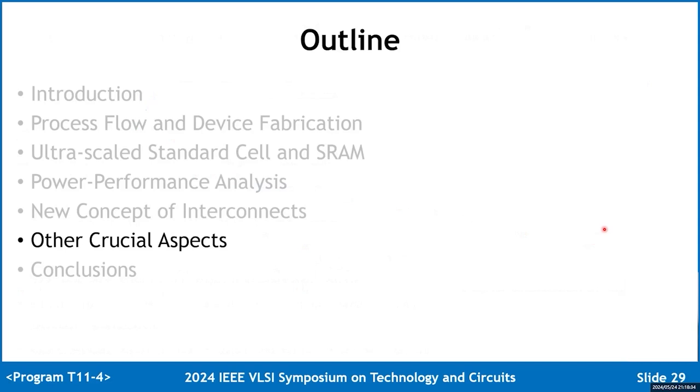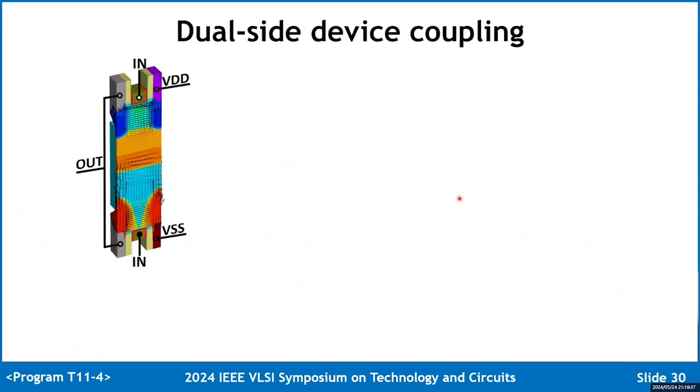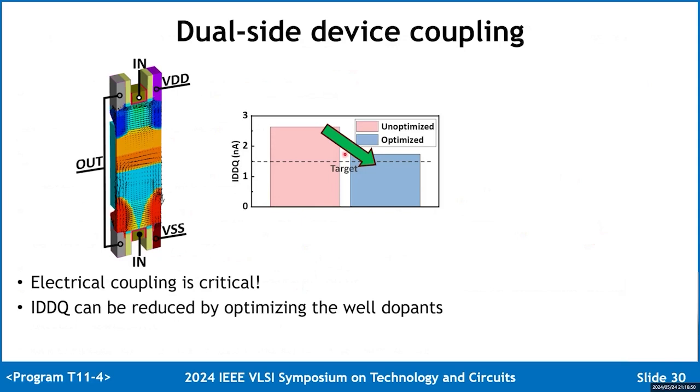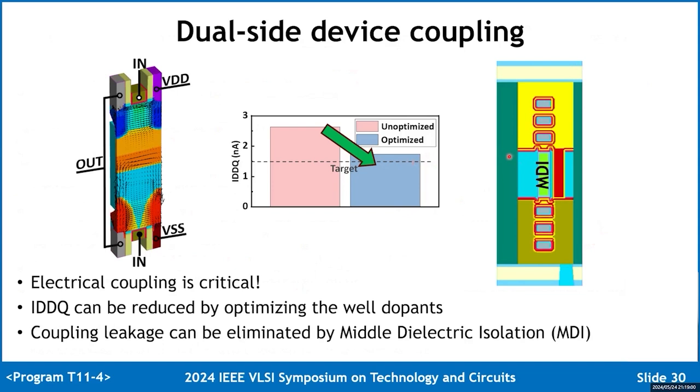There are some other crucial aspects. Some of you may have come up with this question: do the front side and back side transistors have influences on each other? Yes. Electrical coupling is critical. The IDDQ inside the ring oscillator is extracted by TCAD, and we find that it can be reduced by optimizing the well dopants. Furthermore, the coupling leakage can be eliminated by adding an isolation layer on the active, the so-called middle dielectric isolation.